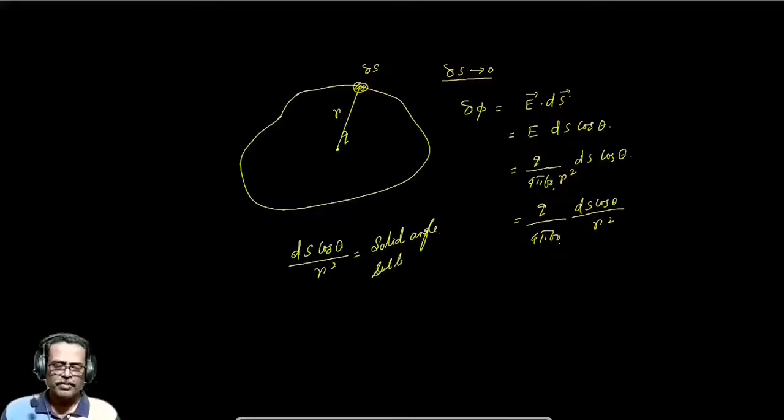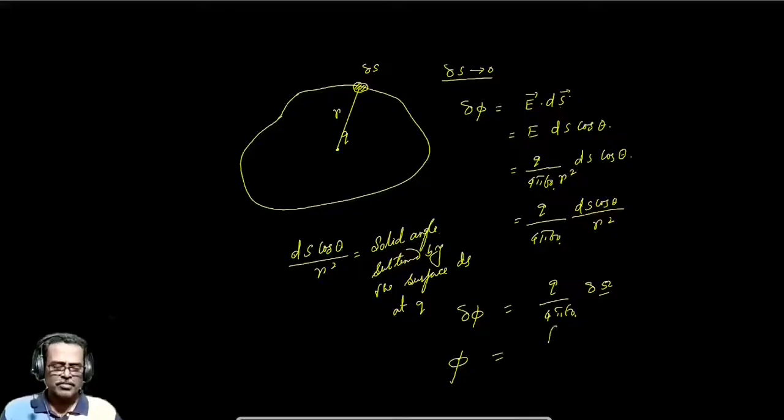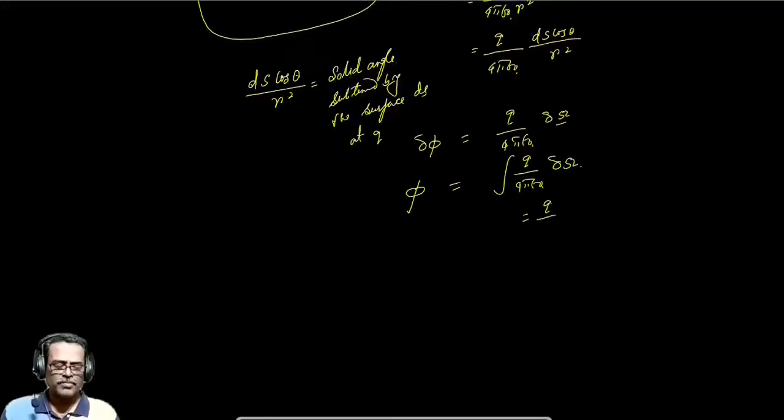So dS cos theta by r square is equal to the solid angle subtended by the surface dS at Q, that is the point where the charge is situated. Now we can write del phi is equal to Q by 4 pi epsilon 0 into del omega, where omega is a solid angle. So the total flux phi is equal to the integration of Q by 4 pi epsilon 0 times the solid angle. Q and 4 pi epsilon 0 are constants, so Q by 4 pi epsilon 0 is multiplied by the sum of the solid angle.